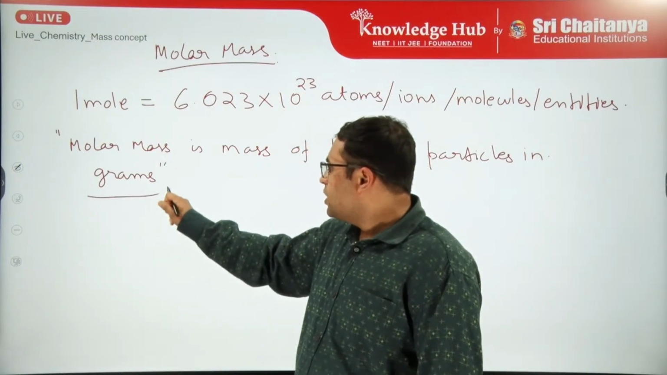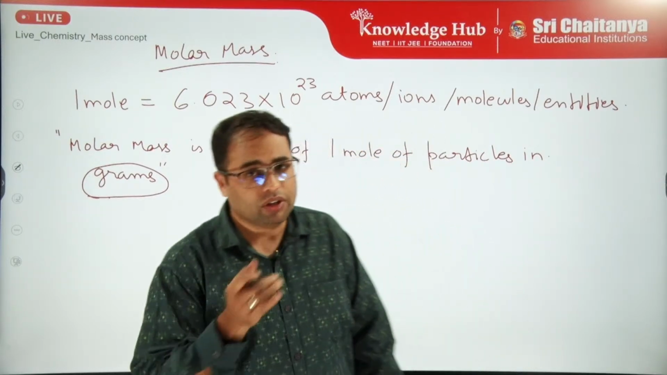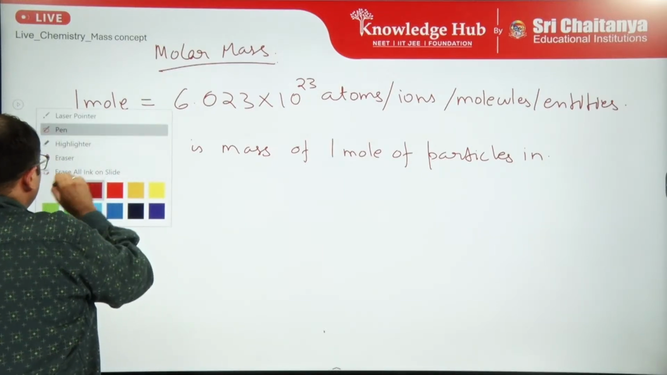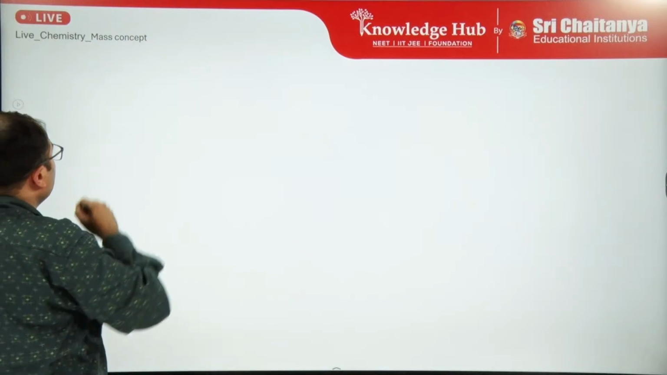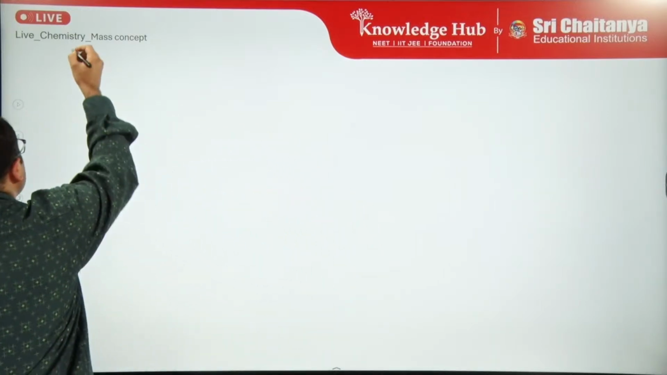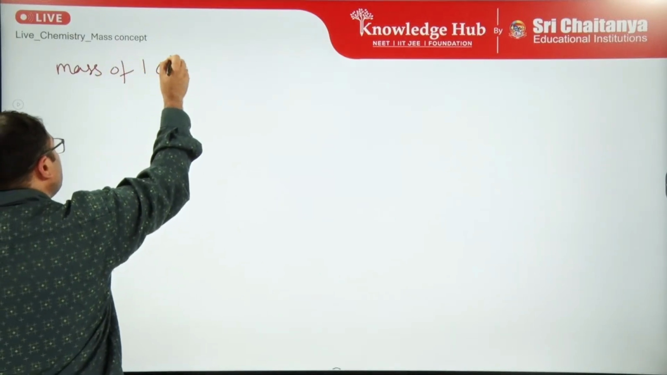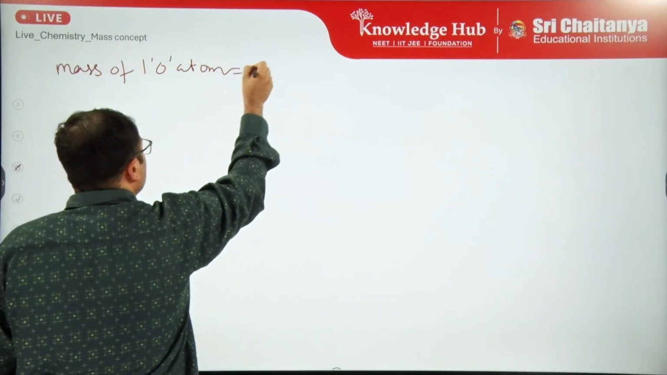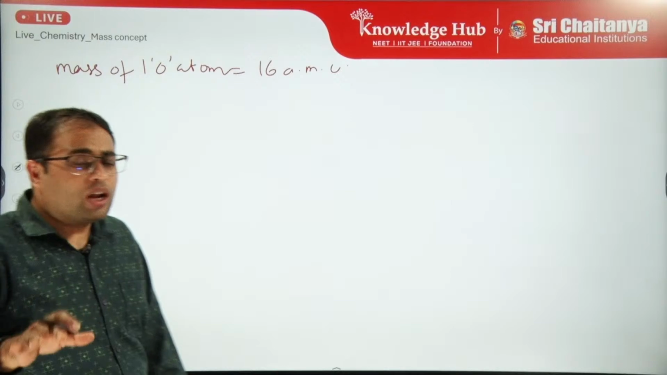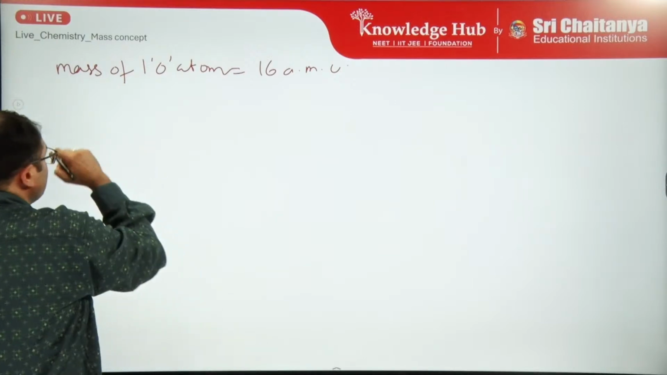Now this mass has to be calculated in grams. Now how can we calculate the molar mass? Think about it a little bit. Now I am going to clear this out and tell you how we do that. Suppose, let me take the example of oxygen again, right? We know that the mass of 1 O atom is 16 AMU. See, molar mass is the mass of 1 mole, right? This is 1 atom. So for 1 mole, you have to multiply this with what?